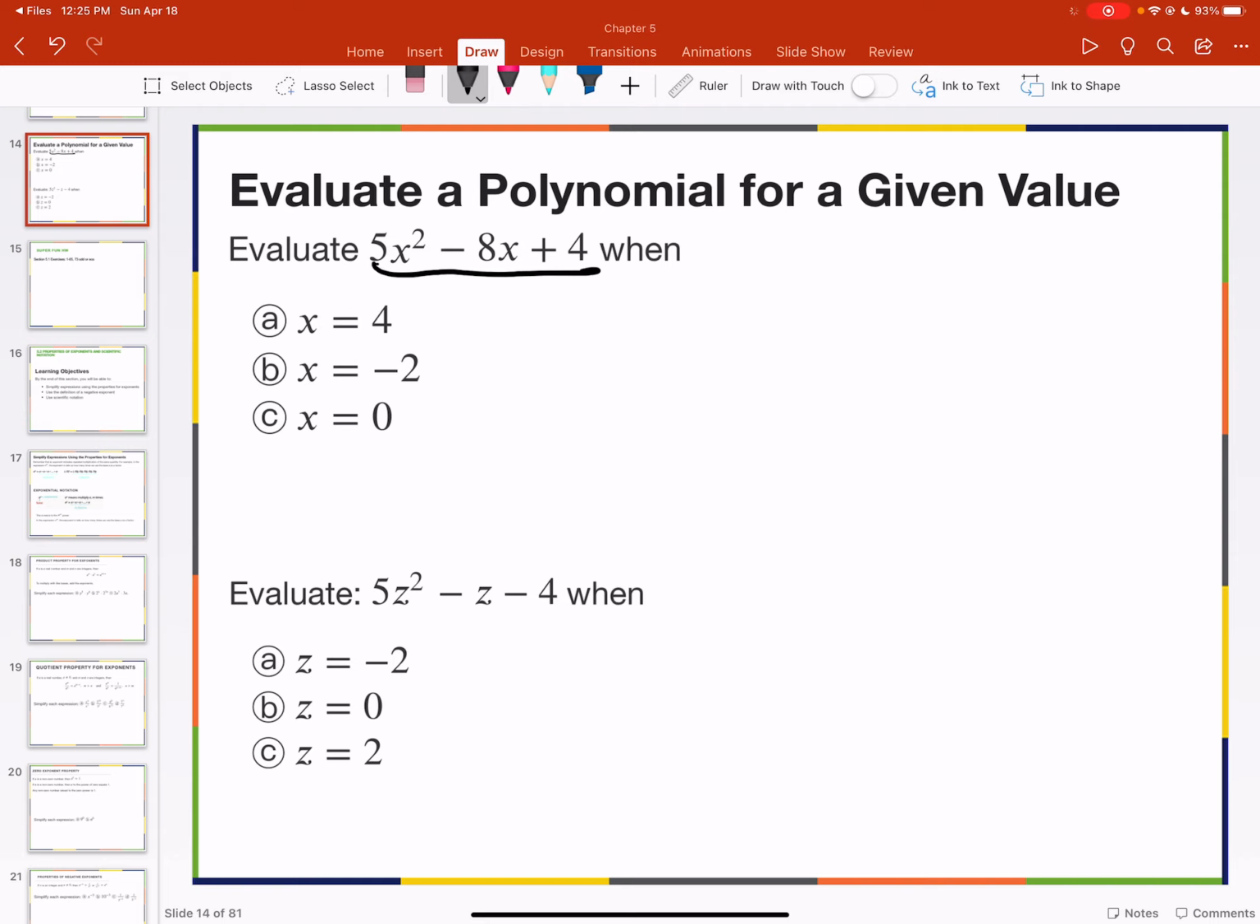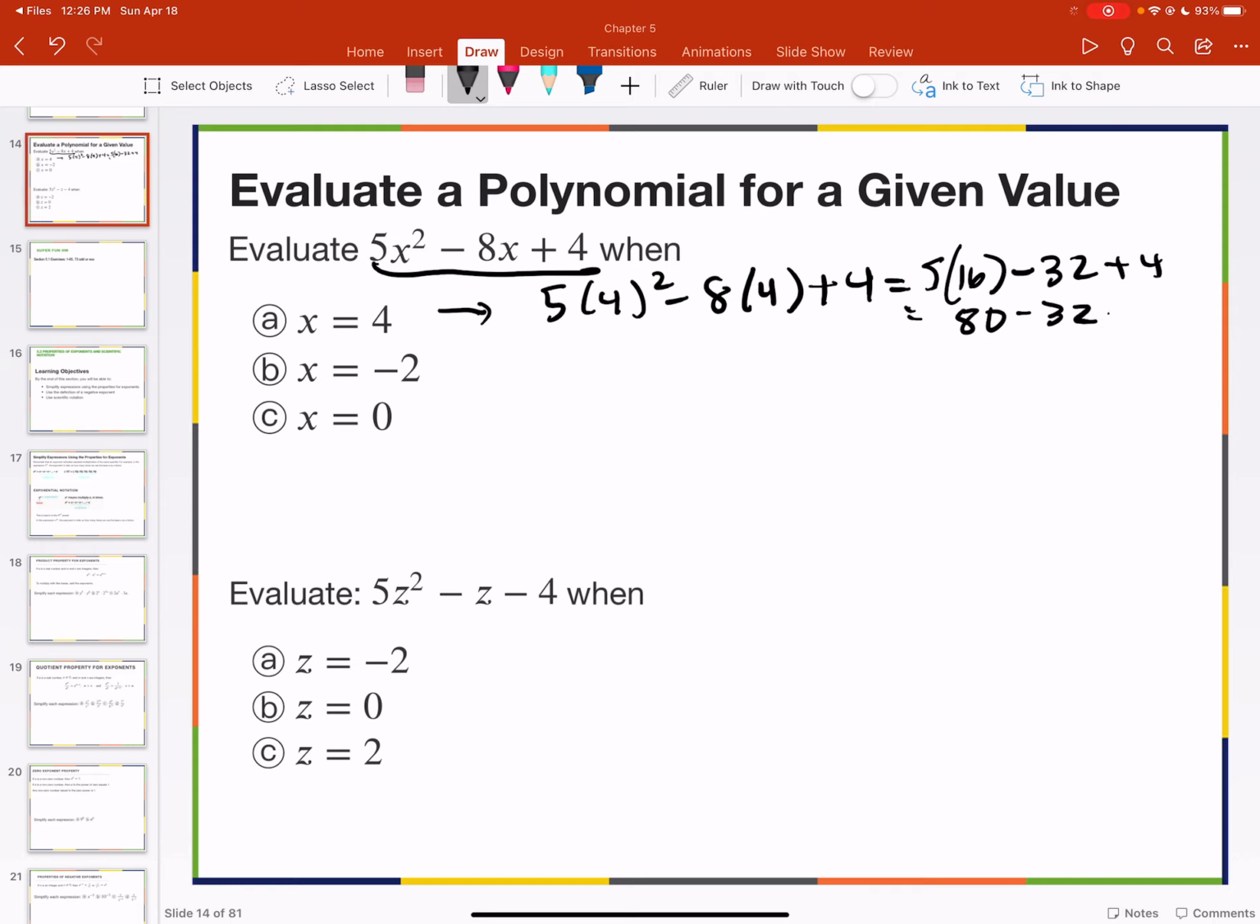So we have at x equals 4, 5 times 4 squared minus 8 times 4 plus 4. So then that becomes 5 times 16 minus 32 plus 4. This is equal to 80 minus 32 plus 4. And that's going to be 80 minus 32, that's 48, plus 4. And that's 52. Okay.